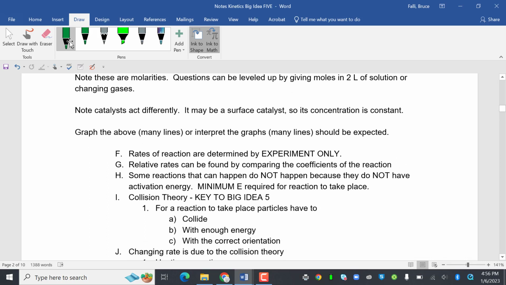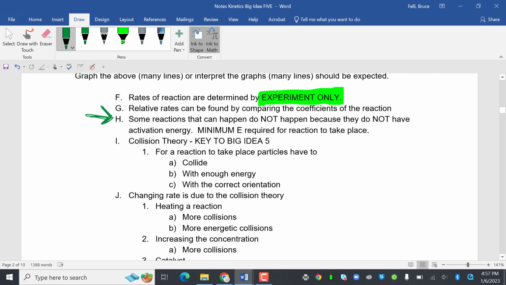Graphs of a reaction are determined by experiment only. Other things don't work. You can't predict it very well. Rates are by experiment only. Often asked, often missed: relative rates can be found by comparing coefficients of the reaction. Some reactions that can happen do not happen because they do not have activation energy, which is the minimum energy required for a reaction to take place. This one right here is a big winner. Sometimes it should happen and it doesn't. Be ready for this. Okay?